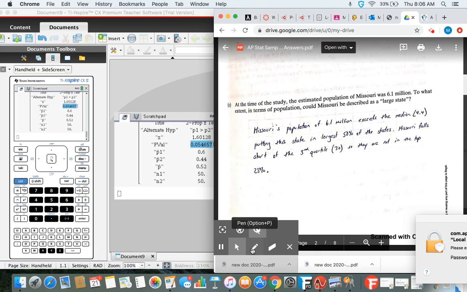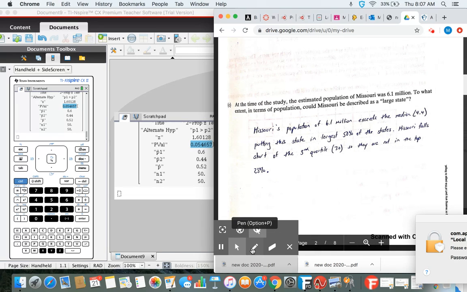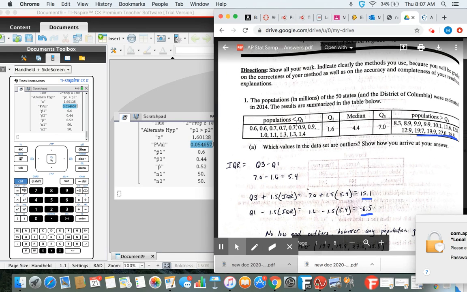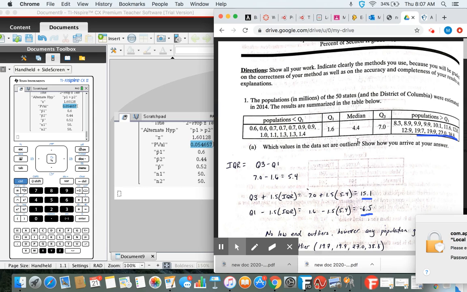All right, down here it says, at the time of the study, the estimated population of Missouri was 6.1 million. To what extent in terms of the population could it be described as a large state? Well, this is just asking you to describe a measure of position here. So in the data set, we weren't given all 50 states. We know those that are less than Q1, so we know the bottom 25%. We know the top 25%. We don't have the middle 50%. We have the median and the quartiles, but we don't have all the values.